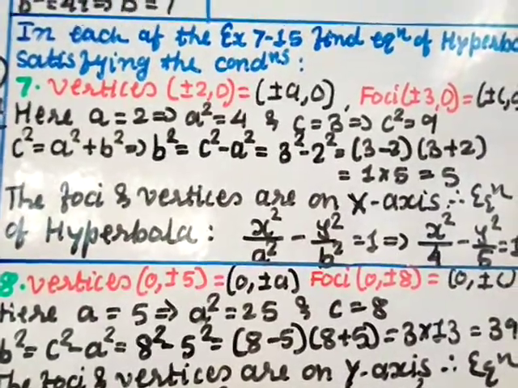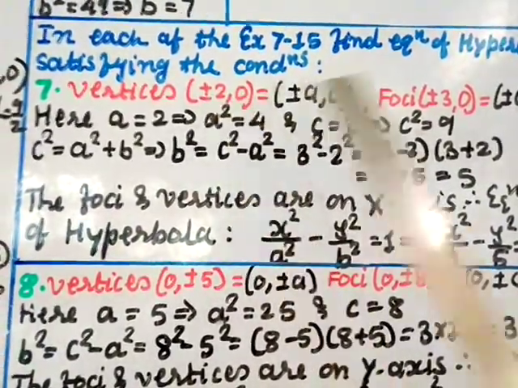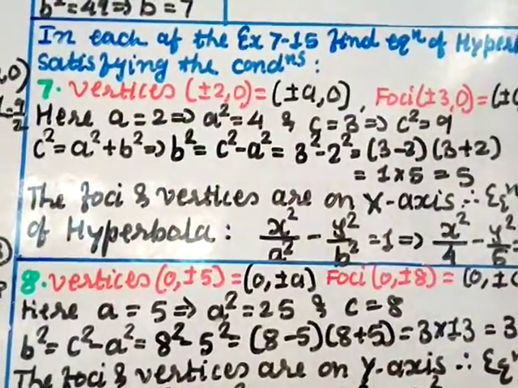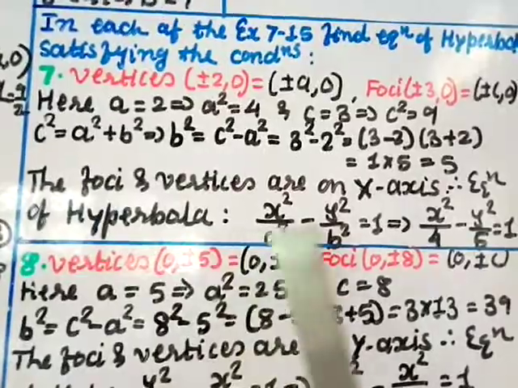And why is it on the x-axis? Because the y coordinate of the vertices and foci is 0. That means they are on the x-axis. Okay, therefore we can take this equation.